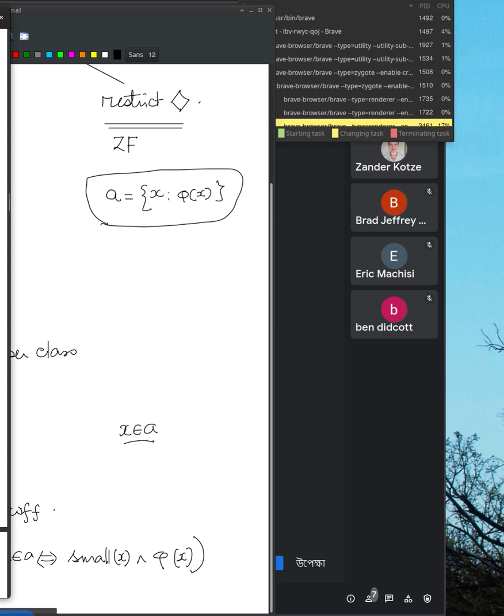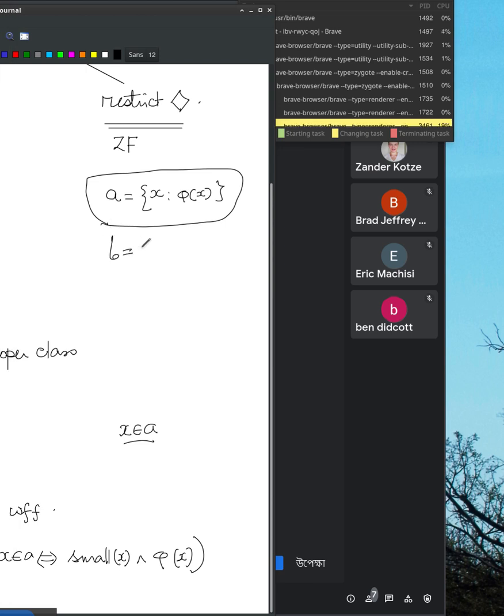Okay, so what is this statement saying? Therefore, it is saying that for all these sets that have not appeared there, I can build a set A whose elements are precisely those sets which are small and for which phi x is true. Clear? Okay? And so this statement also holds for this.